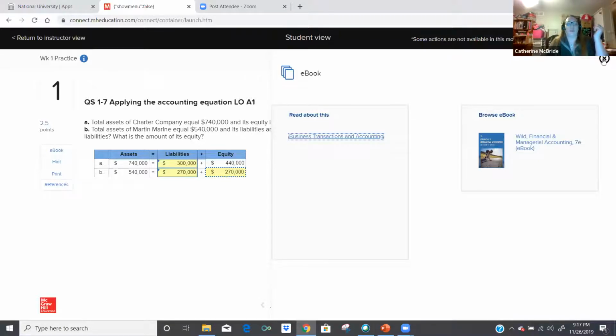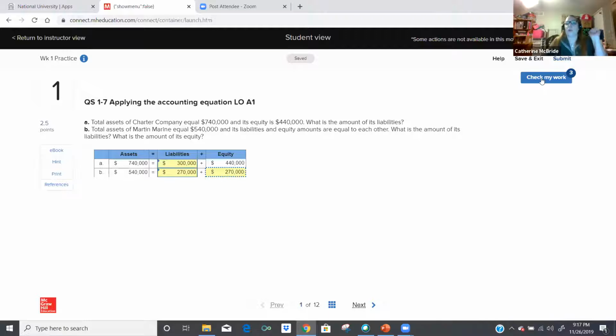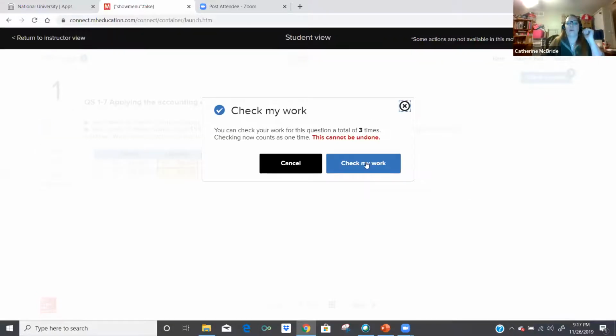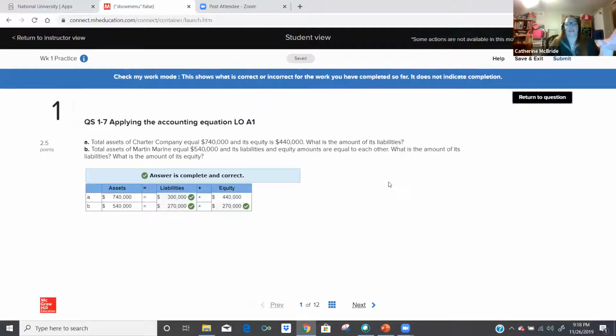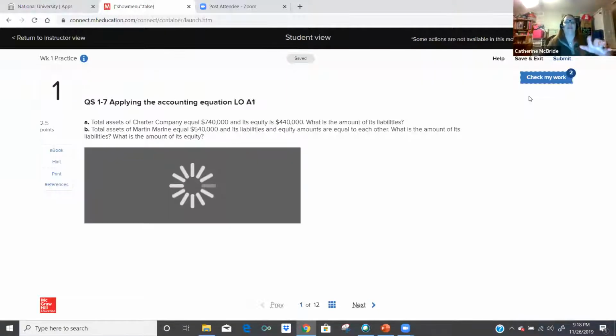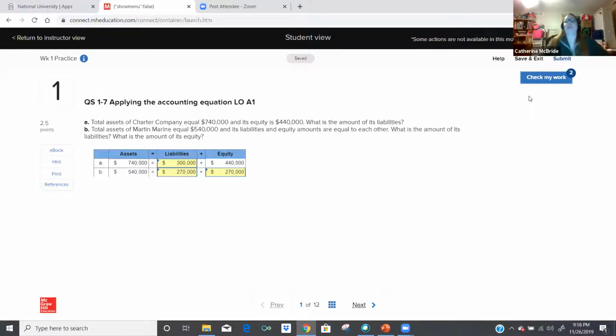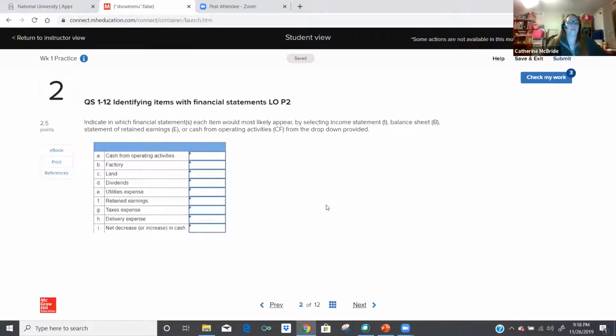And then the third option that you have is you can say, check my work. Oh, I love green X's. So, okay, that's okay. Now, you do have to say, return to question. Even now the green check marks make me happy. So you do have to say, return to the question, or you can't get back. All right, so then I'm going to say next. Okay, so let's work this one.